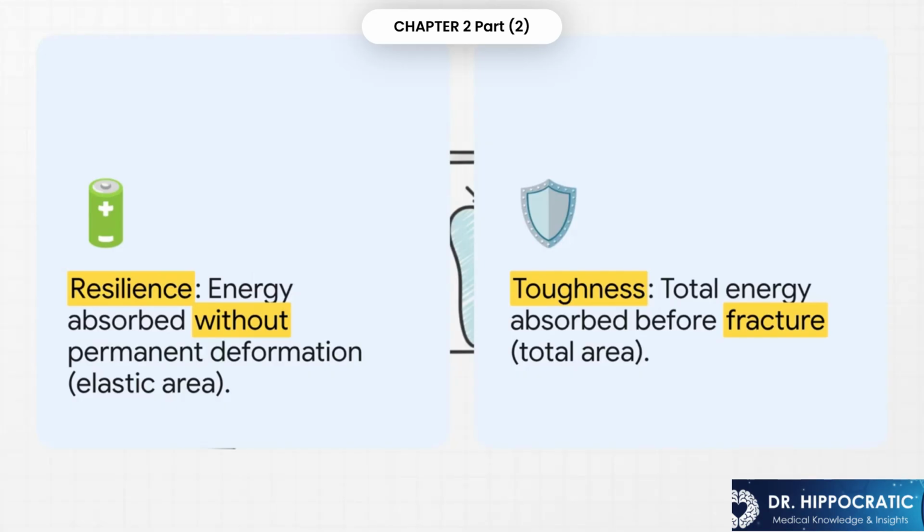Okay, beyond stiffness, the area under this curve tells us a story about how the material absorbs energy. The area just under that first straight line part, that's its resilience. That's the amount of energy it can absorb and then release without deforming, like a spring. But the total area under the entire curve, all the way to the fracture point, that's its toughness. This is the total energy the material can soak up before it finally breaks. A tough material can really take a beating.